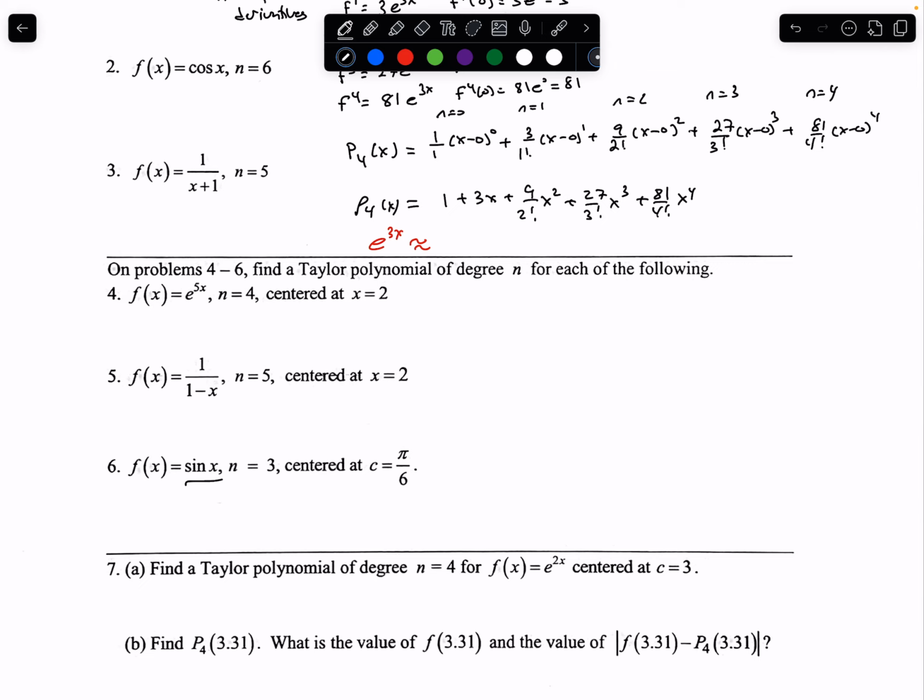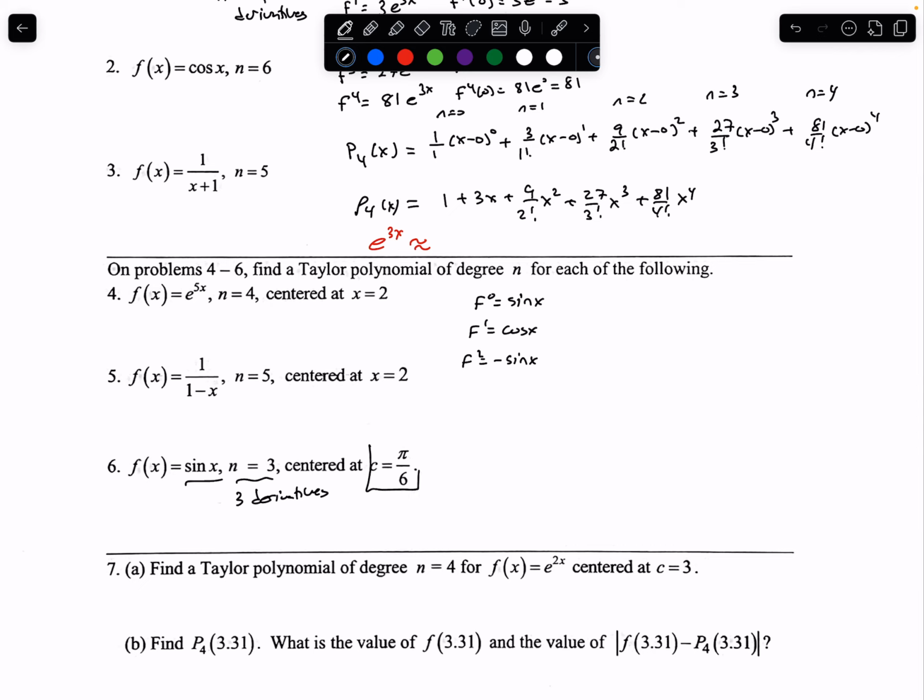And for this one, we want n equals 3. So again, what they're saying, they want 3 derivatives for now. So I'm going to go and do that. My original is sine of x. My first derivative, cosine of x. My second derivative, negative sine of x.